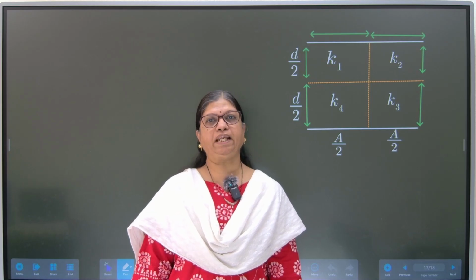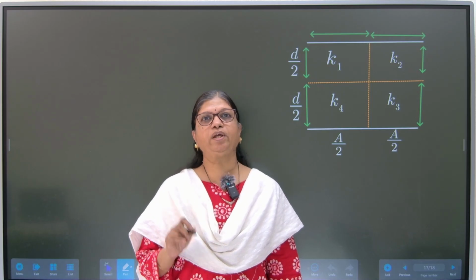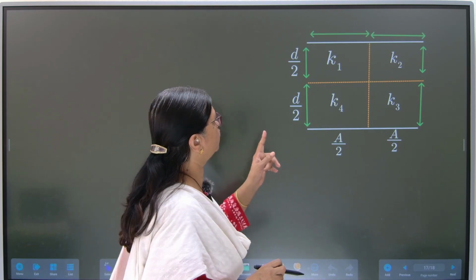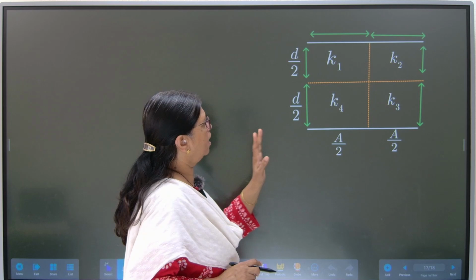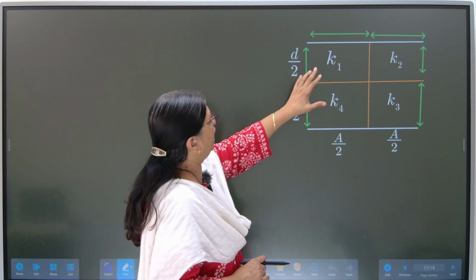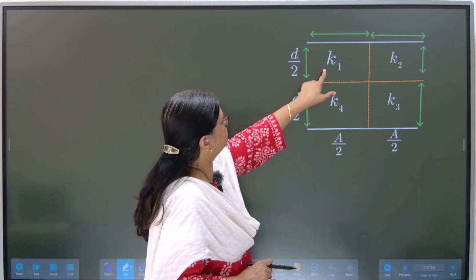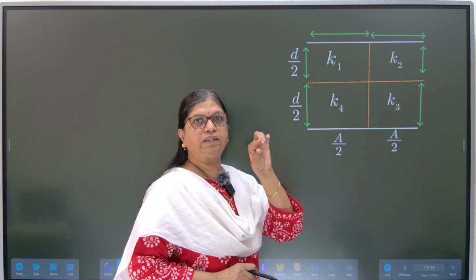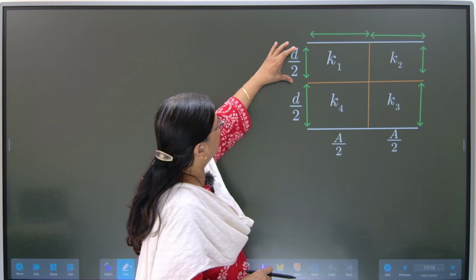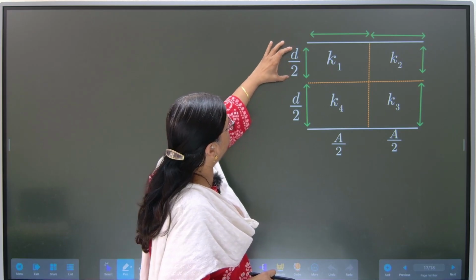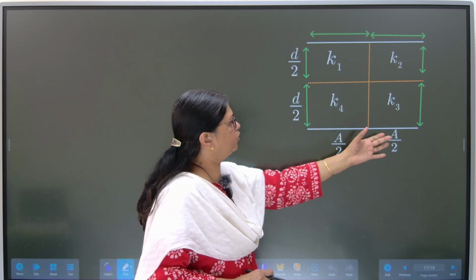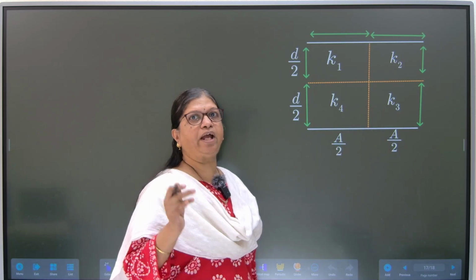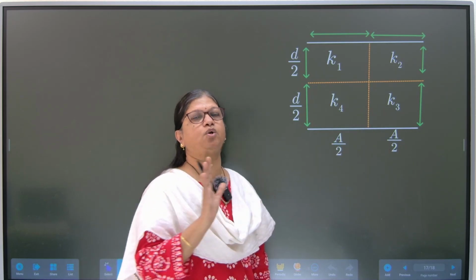Now here we move to the next numerical in which we have 4 dielectric slabs placed as shown. So let us understand how they are placed right now. We have 4 dielectric slabs with K1, K2, K3 and K4 as their dielectric constants. The distance D upon 2 here, D upon 2 here, A upon 2 here and A upon 2 here is given to us. Now the question is to find out the equivalent capacitance of this combination.